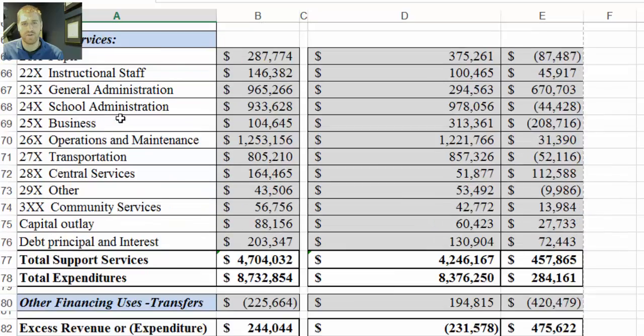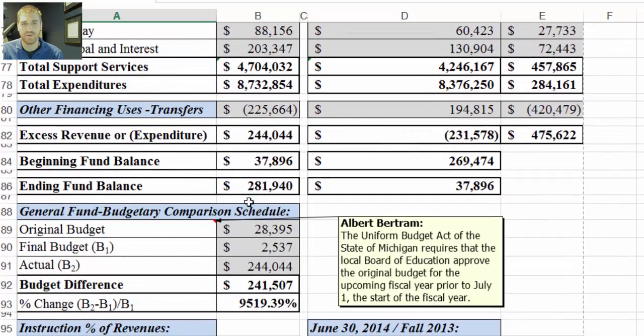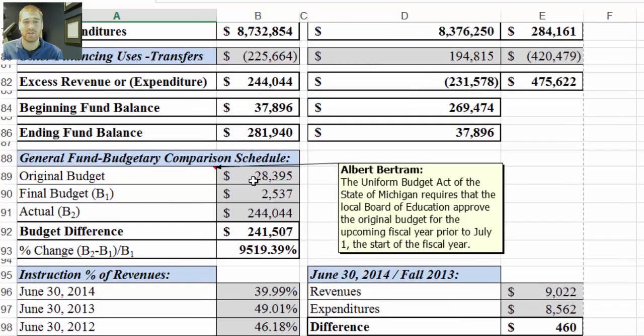So as we scroll down, this ending general fund should match up with that little box in the upper right hand corner. This is 2014, 2013 again. So right here we have our budgetary comparison. This is the original budget, the final budget, the actual. The budget difference is the difference between the actual and the final, and then the percent change is the percent change between the actual and the final. So this little memo here just states that the original budget is due July 1.